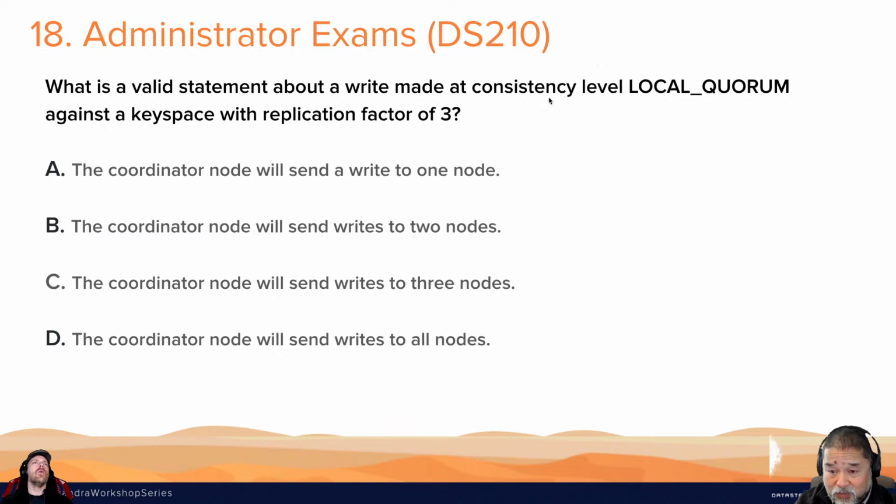Almost there. What is a valid statement about a write made at consistency level local quorum against the keyspace with a replication factor of 3?